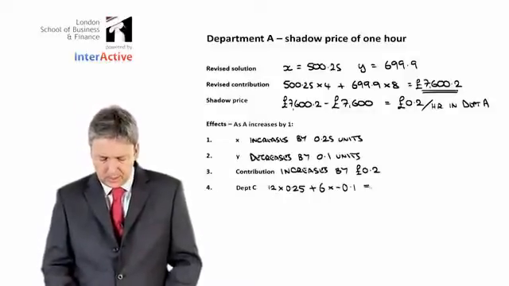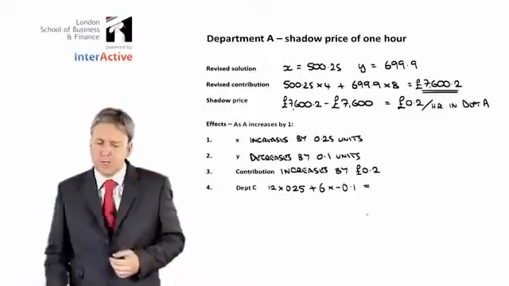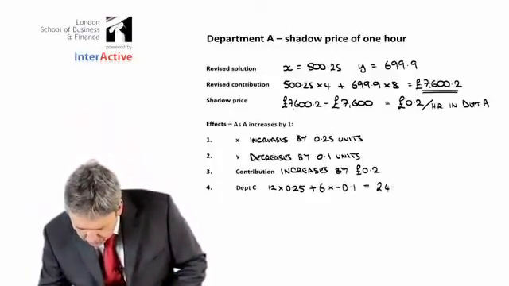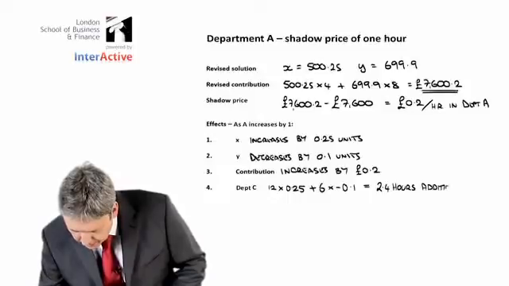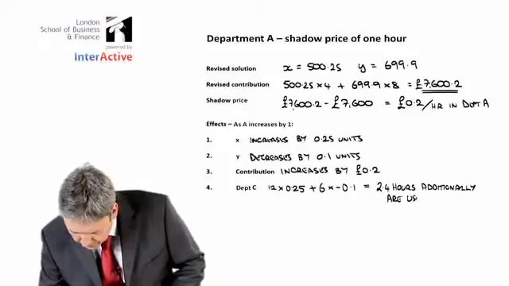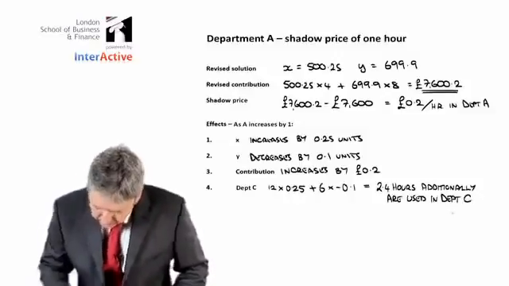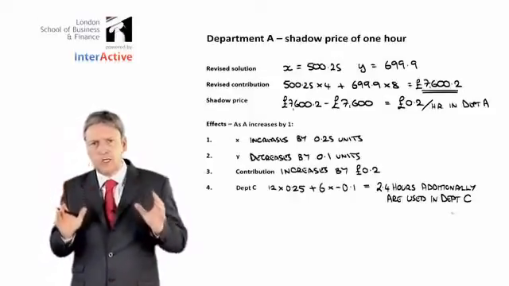So what's going to happen in terms of Department C hours used? We're going to have 3 additional hours because of X, 0.6 less hours because of Y. We're going to say 2.4 hours additionally are used in Department C. So quite a complex little situation here. A lot of things changing.